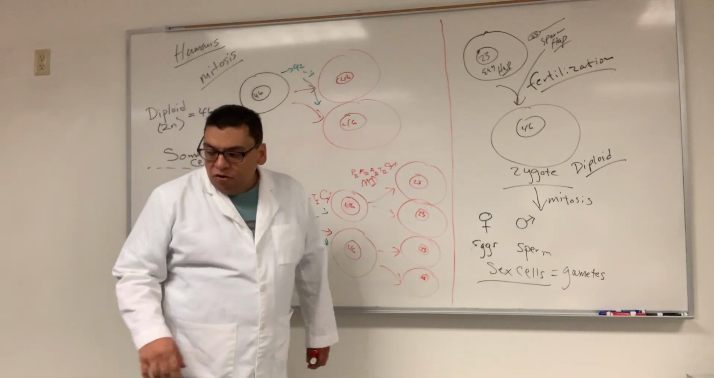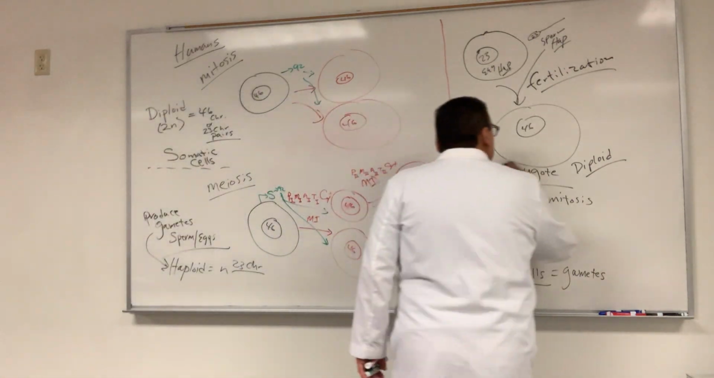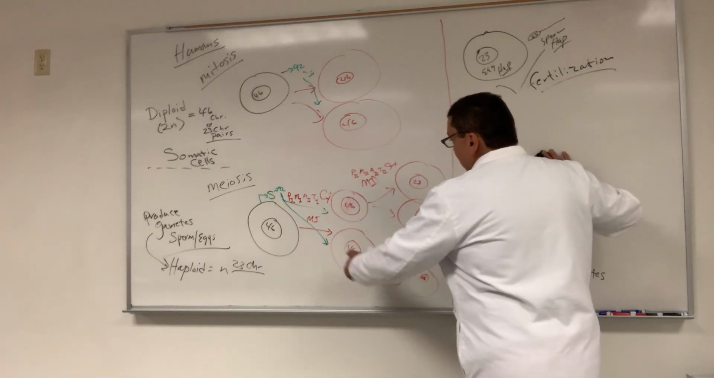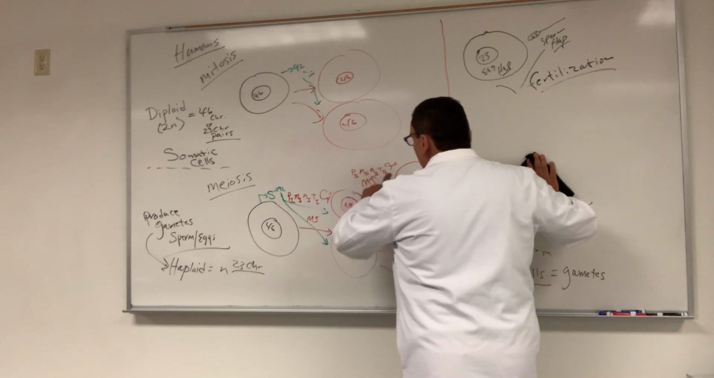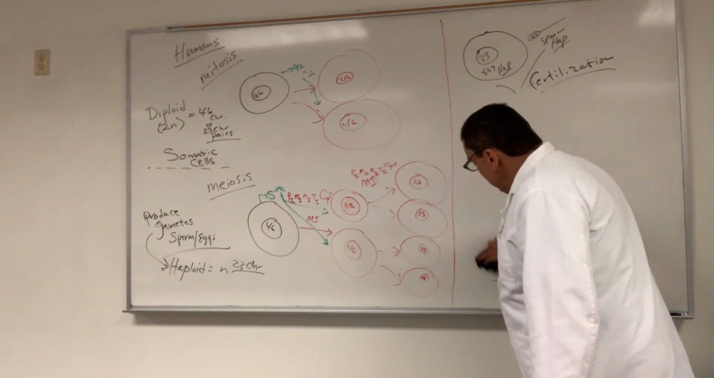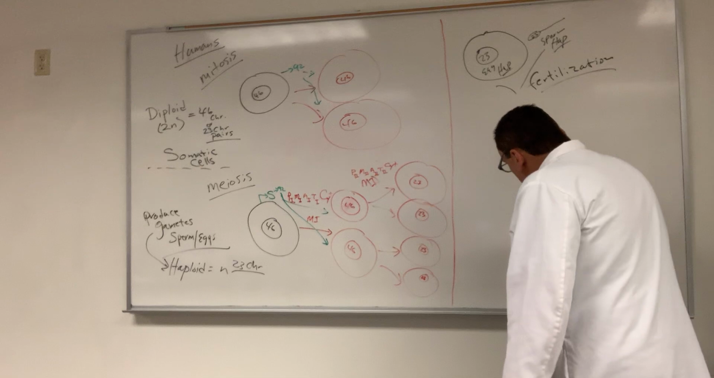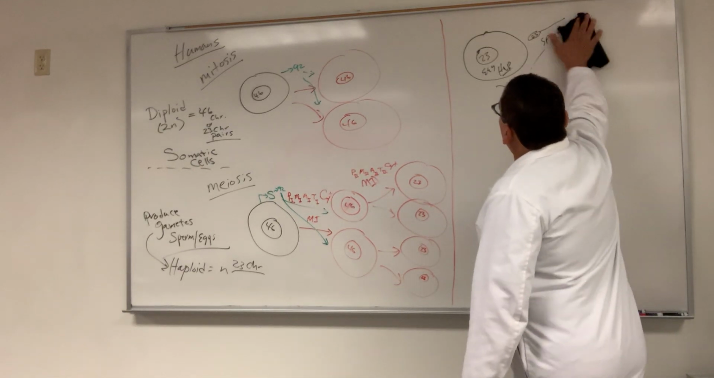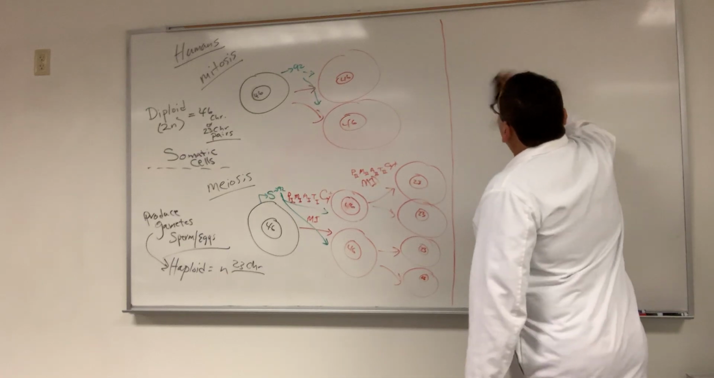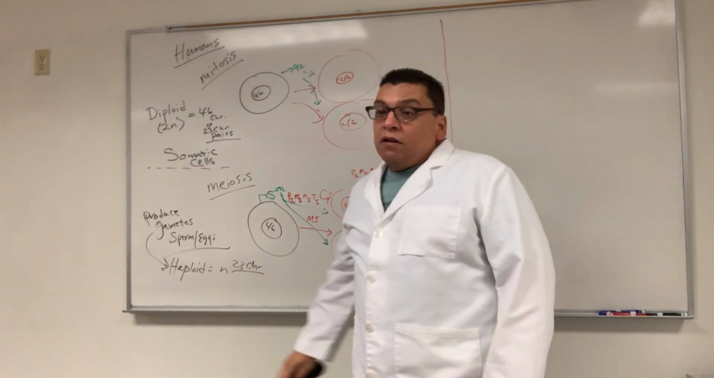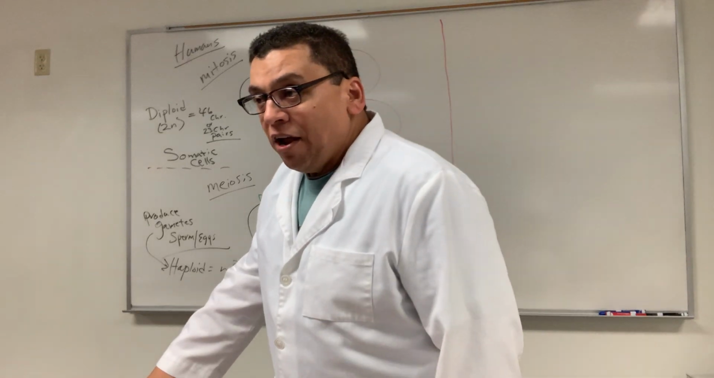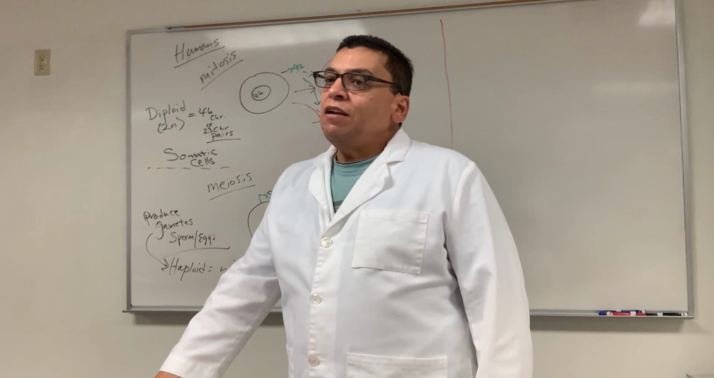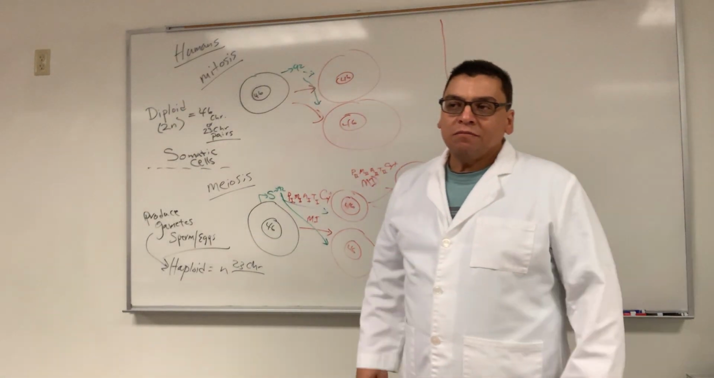Now, what we're about to do is show you the events of meiosis. What's happening here? Here's the interesting thing. In meiosis, the same events that happen in mitosis happen in meiosis. So for example, in prophase, the nuclear envelope begins to disintegrate. Yeah, that happens twice in meiosis, in prophase 1 and prophase 2.